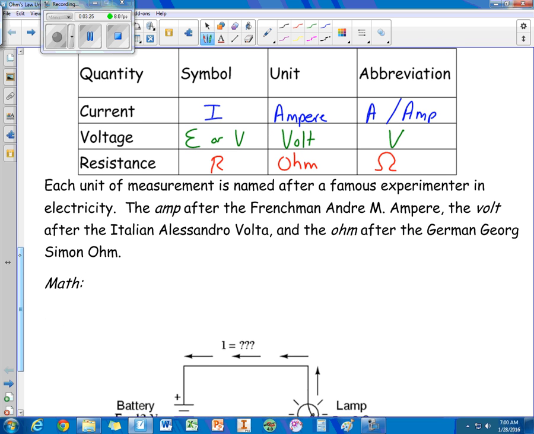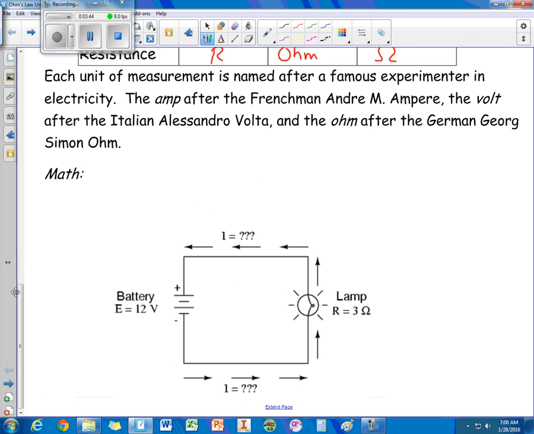Each unit of measurement was named after famous experimenters in electricity. So the amp after the Frenchman André Ampere, the volt after the Italian Alessandro Volta, and the ohm after the German Georg Ohm. Now, with all this, we can write out Ohm's law, which simply says that the voltage equals the current times the resistance. I would argue that this is one of the most important formulas of our modern times. This is used in everything.